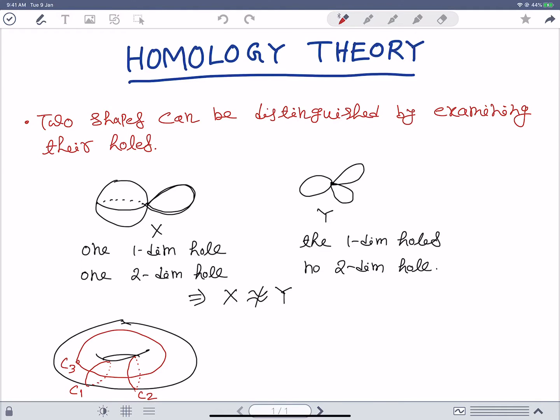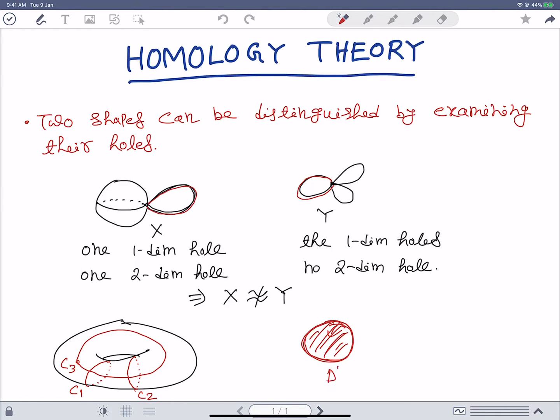So one-dimensional hole means, roughly, that it is not contractible. You can see here, this is a one-dimensional hole, right? So this is not contractible. And this is also a one-dimensional hole, not contractible. Now suppose you have a closed disk, and if we take this boundary, now this is not a hole, because this is the boundary of a region. So this curve can be contracted within the region. Therefore this is not a hole.